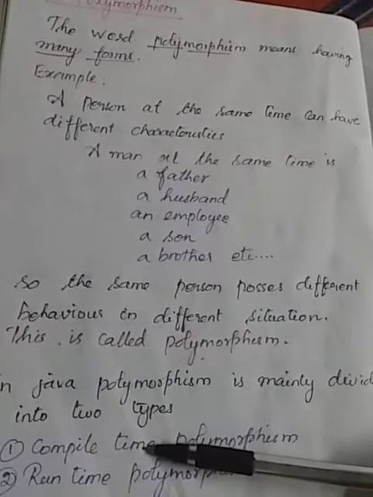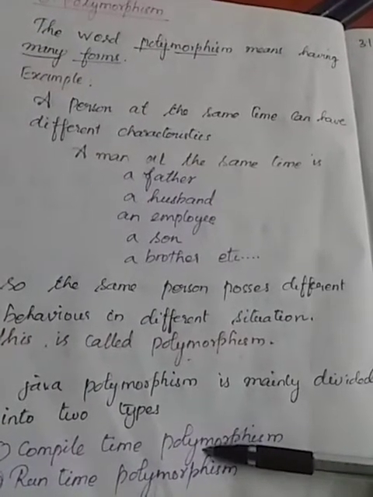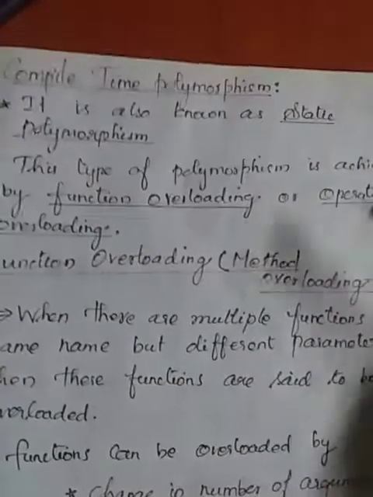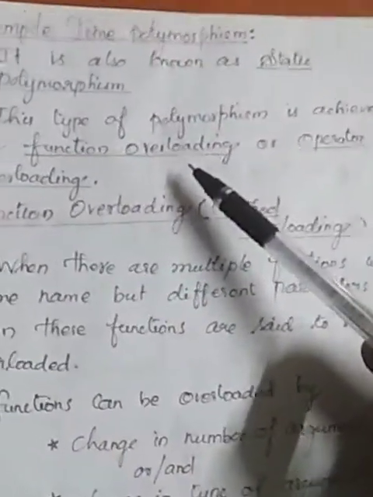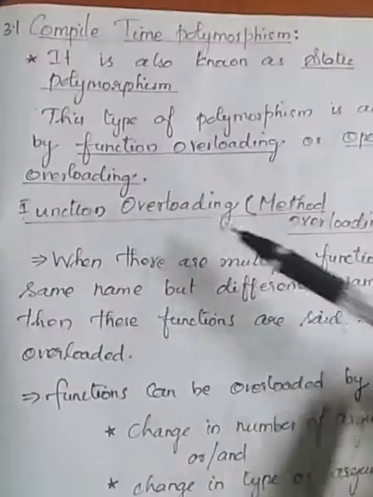anybody can understand the different forms of a function, the different behaviors of a function, then that is compile time polymorphism. It can be called static polymorphism. This compile time polymorphism can also be known as static polymorphism. Static polymorphism can be implemented in two ways: one is through function overloading, and the other through operator overloading.